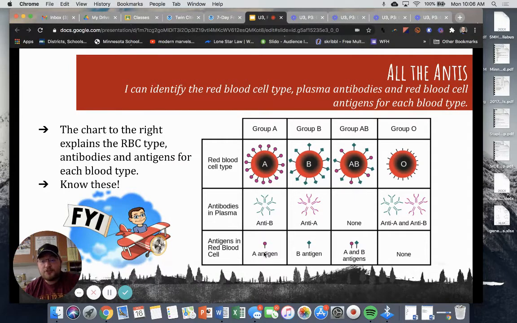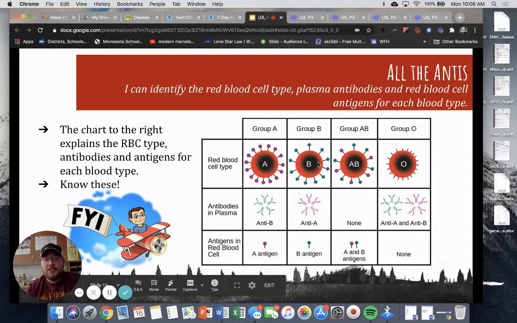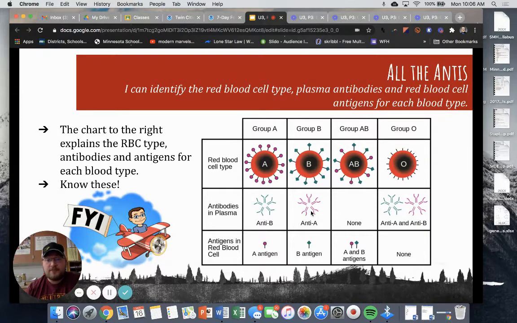The opposite is true if you're type B. You have a B red blood cell type. You have anti-A antibodies because you're not used to A antigens, so you'd fight that off with those antibodies if you were to receive that. And then your antigens are B antigens.